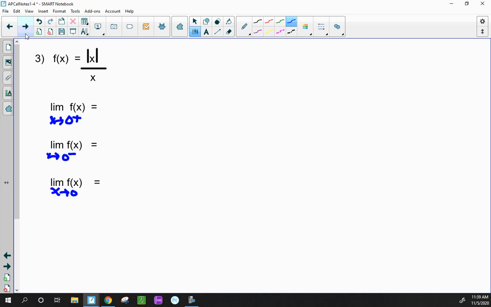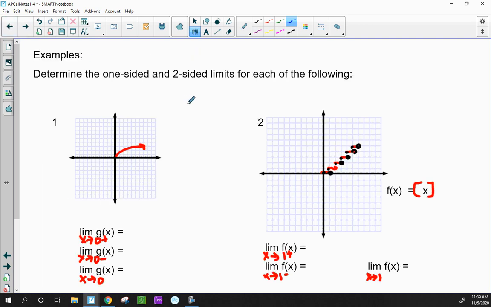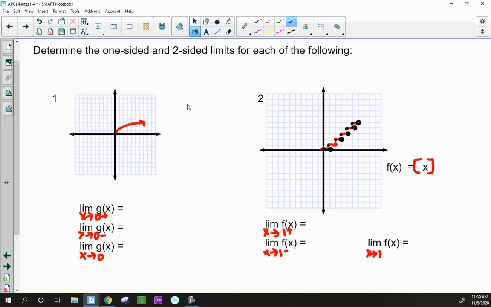Okay, so we're going to practice these 3, and then we'll have to call it quits and do the second part of the notes in the next class. Determine the one-sided and two-sided limits for each of the following. If you'll pay attention to my example number 1, I've given you a square root function as a graph. I'm going to call this g of x.